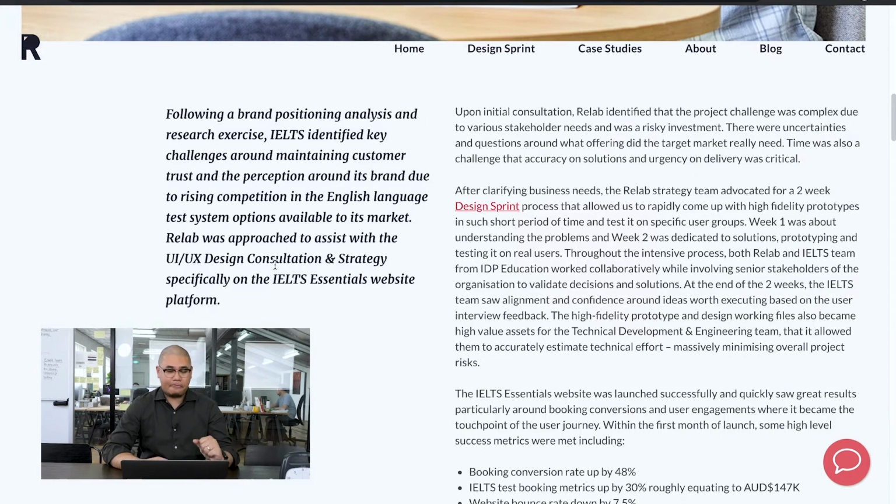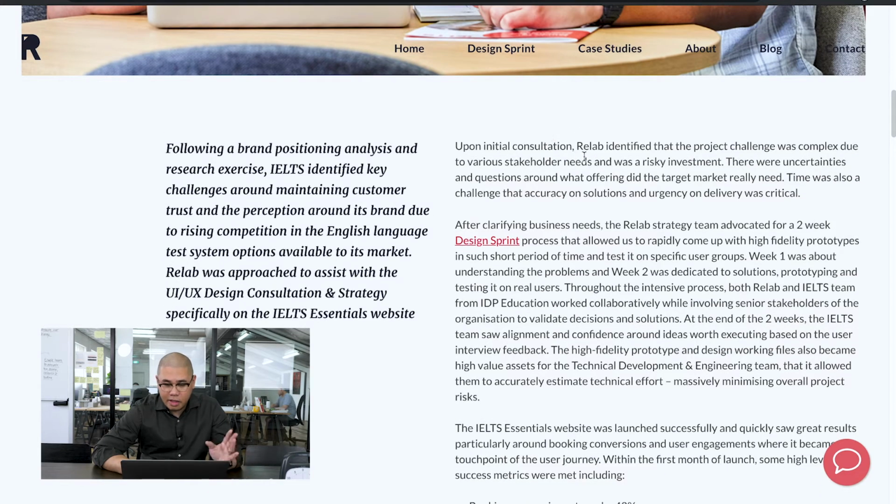Okay, so I'm going to go to this paragraph here. Upon initial consultation, bear with me here guys, but this is quite important information for understanding the case study itself. Upon initial consultation, we at Relab identified that the project challenge was pretty complex due to the various stakeholders involved. So that's already a quick sign for us to understand what type of process we should go through with this.